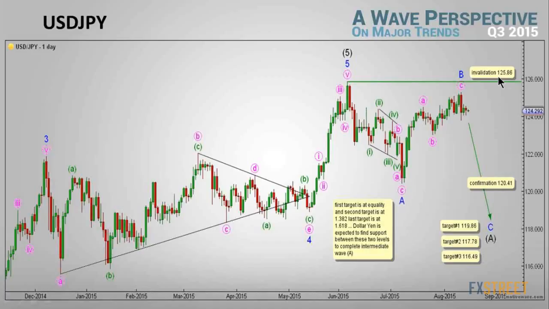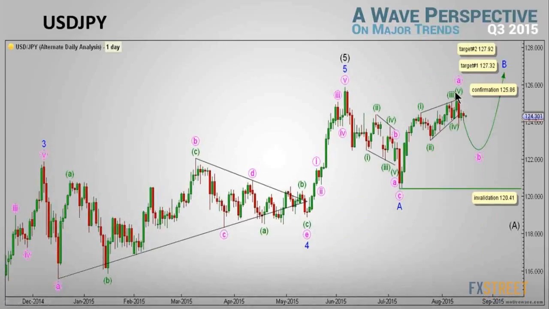This count will be discarded by movement above 125.86, as B blue may not retrace more than 105% the length of wave A blue within a flat correction. If that point is reached, then we will automatically shift our focus to the alternate daily count, which expects that wave B blue is incomplete and that dollar yen has more to offer toward the upside, and this count expects that wave A black is unfolding as an expanded flat correction rather than a flat correction.